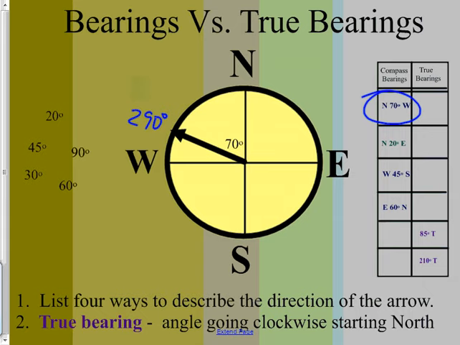If I say north, 70 degrees west, what that means is start at north. It's kind of like this, and then swing 70 degrees to the west. Do you get how I could say this is north and then swing 70 degrees west?